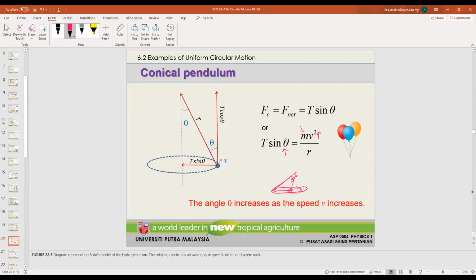But the important thing to know here, as I said before, is you just need to know how to write the equation. Fr equals to mac. And what is acting here? T sine theta. Same as chapter 3, only that it's in the radial direction.